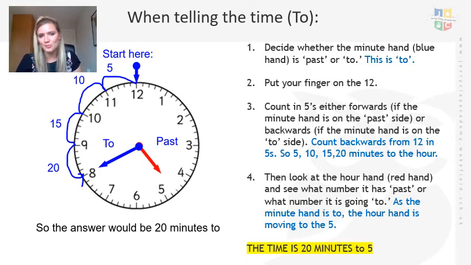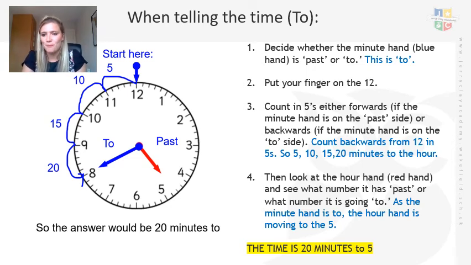minutes between each number. So there are 20 minutes between the number 8 and the number 12. Now, we know because it is 2, we can now look at the hour hand. So we know it's 20 minutes to something. Now, when we look at our hour hand, because it is 2, we want to know what number it's trying to get to. So what number is our hour hand trying to get to? Well done, it is trying to get to the 5, so we would say that this time is 20 minutes to 5.